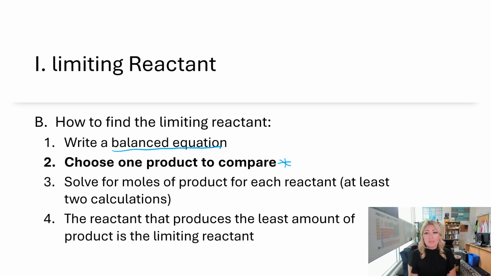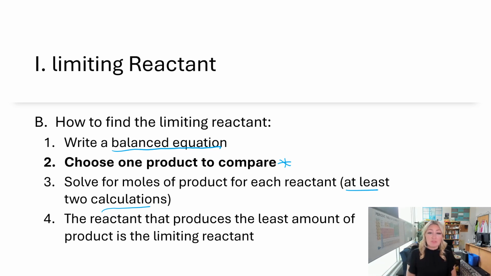One product. If you compare both products, that becomes very challenging. You're comparing apples and oranges. So pick one product, and you're going to compare both your reactants to that product. You're going to solve for moles of the product for each reactant. This will make more sense when we do this. So you're going to have 2 calculations. So you'll take your grams of one reactant, convert it to moles, and figure out how much of the one product you can make.